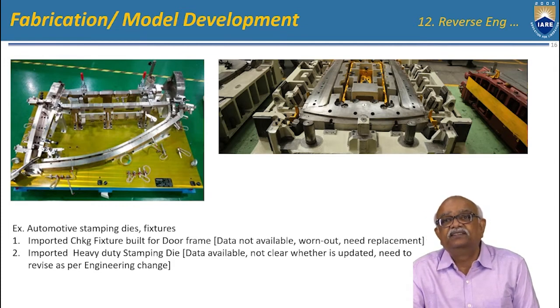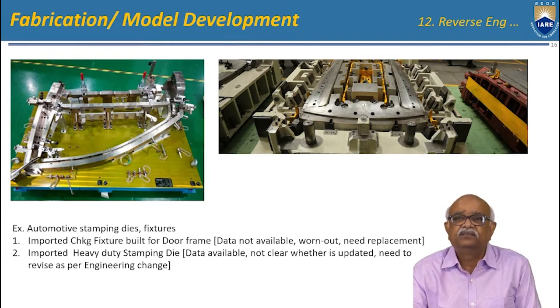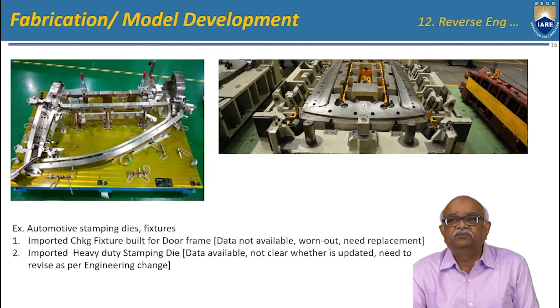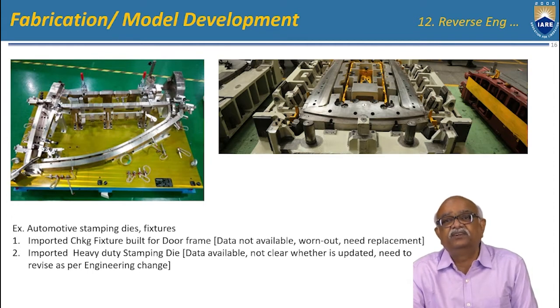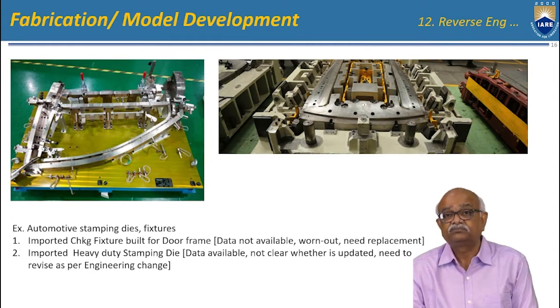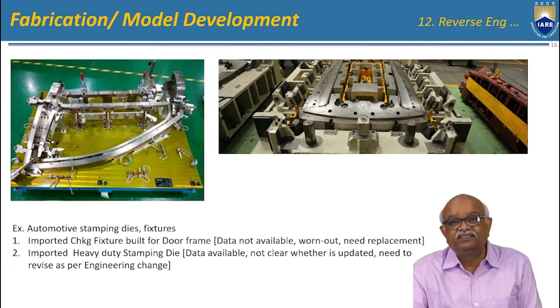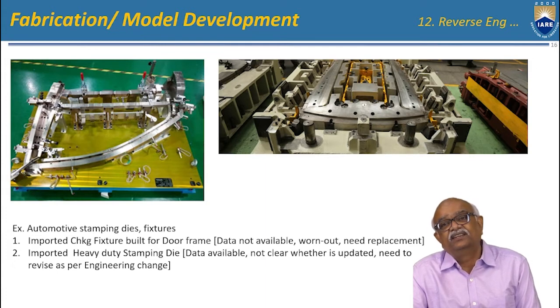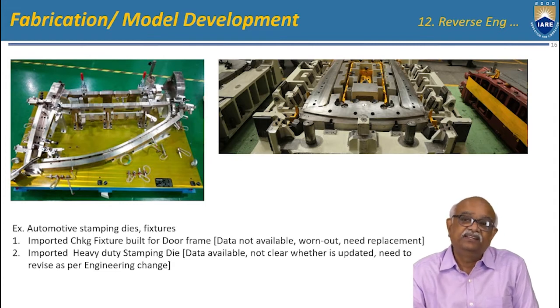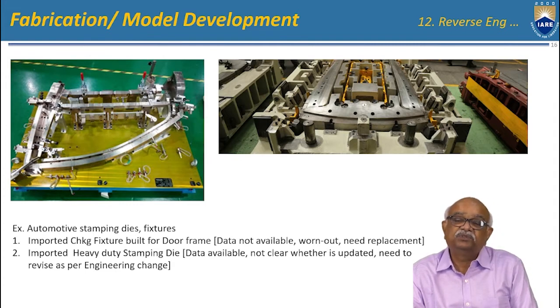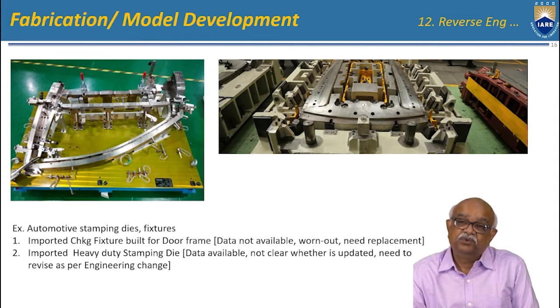When you have to duplicate this, you should have the drawing data. It is a 3D model. That means it will have different shapes. To make it is very difficult without a drawing. At that time, you have to create data from the existing one and superimpose the product. Then you have to create your own drawing. Then from the drawing, you have to make it. Here, reverse engineering is very, very useful.